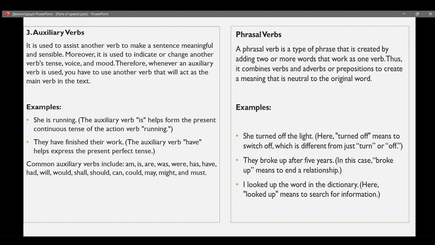Here we also have auxiliary verbs. It is used to assist another verb to make a sentence meaningful and sensible.